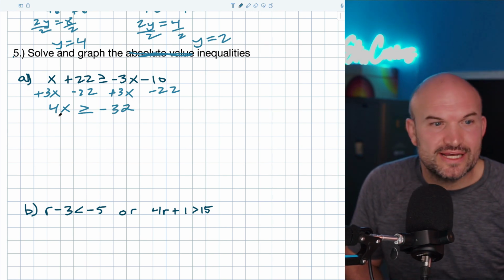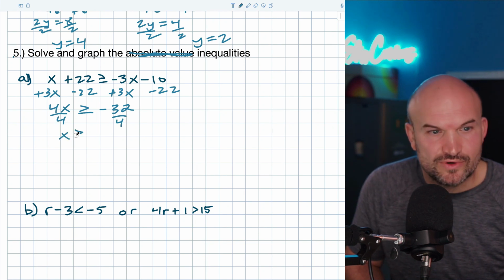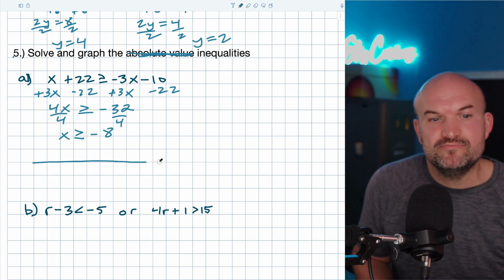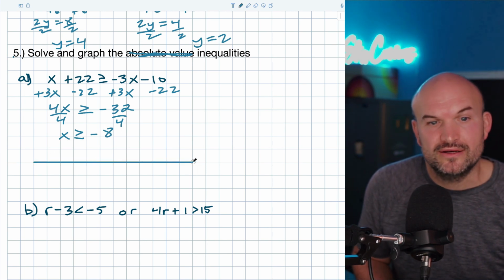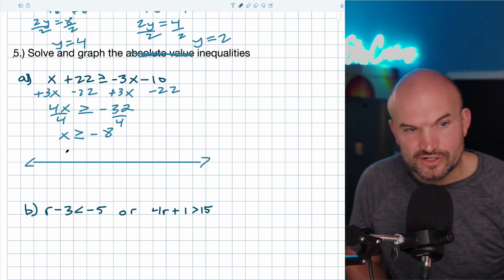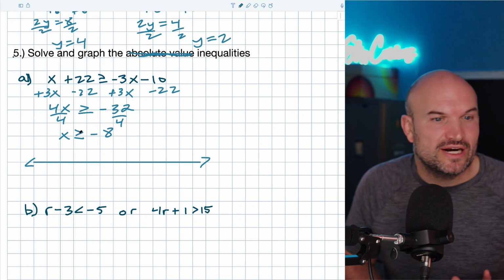Now, what I'm going to do is divide by a 4 on both sides, and I get x is greater than or equal to a negative 8. Now remember, there's many numbers that are greater than or equal to negative 8, right? You have like negative 7, you have negative 5, you have 0, you have 5, you have 10, you have 32. There's tons of numbers that are greater than or equal to negative 8.